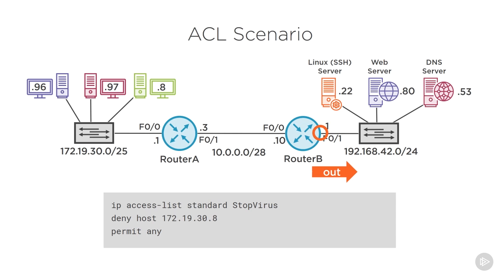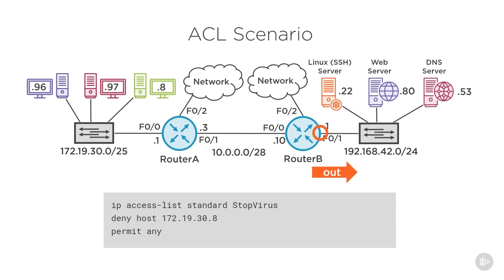But now I'm going to argue that this is not the best place to put this access control list, because what if in the future, or what if currently, there are two extra networks connected to our systems there that we don't really know about? Now I'm making up this interface F02 on my router, but that's not uncommon. The routers that I have here are 1841 routers. They have two Fast Ethernet interfaces.